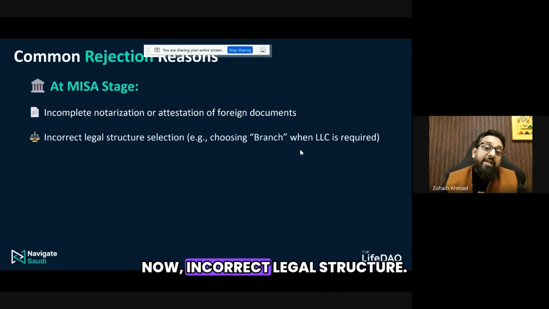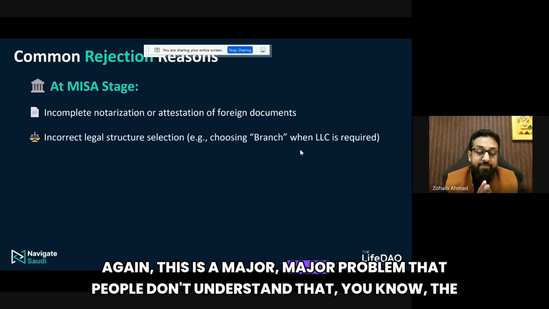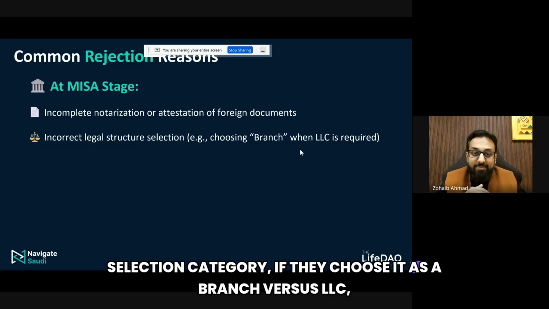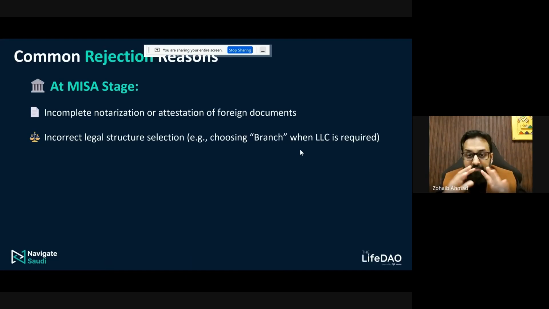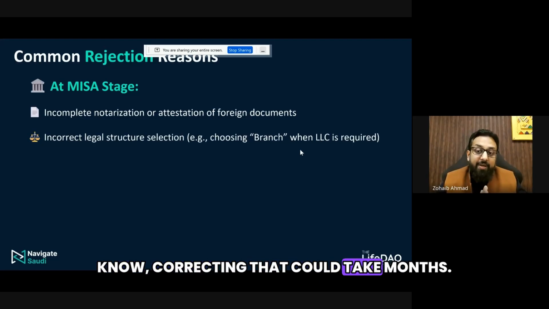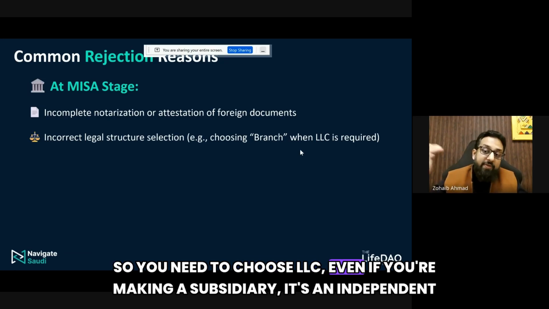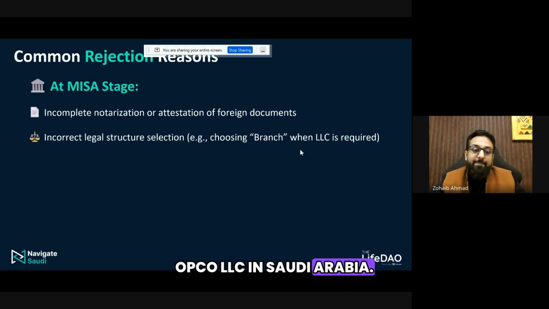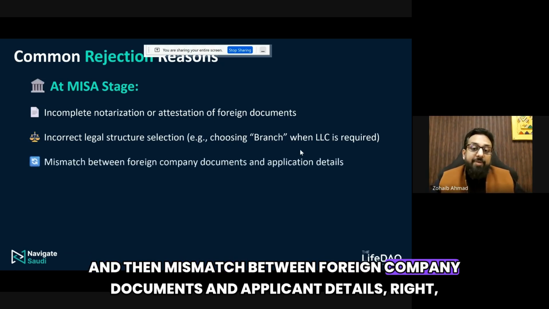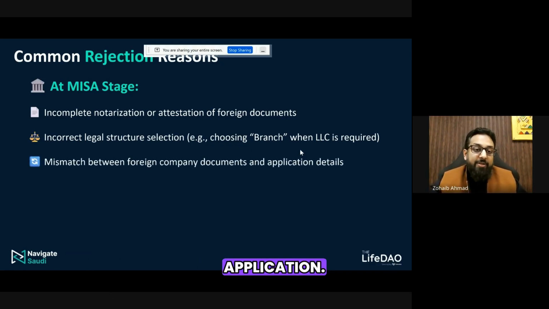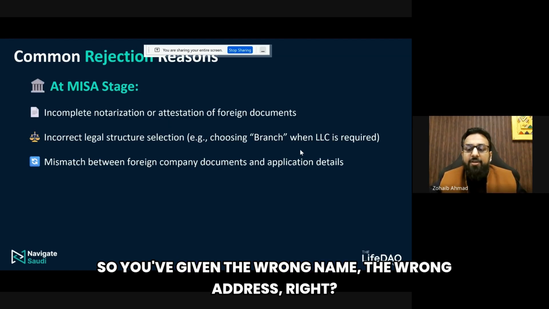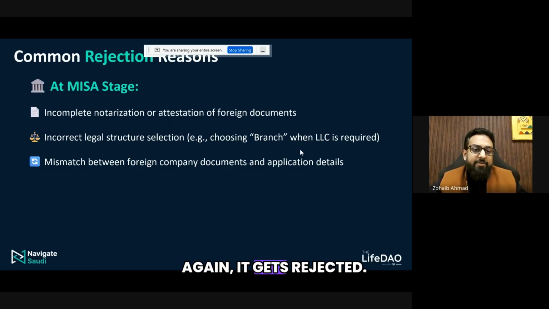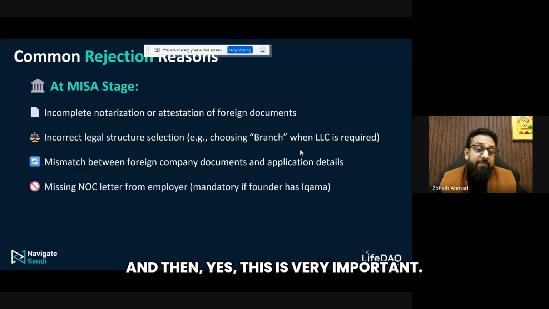Now, incorrect legal structure. Again, this is a major problem that people don't understand. If they choose the selection category as a branch versus LLC, correcting that could take months. So you need to choose LLC even if you're making a subsidiary, it's an independent OPCO LLC in Saudi Arabia. And then mismatch between foreign company documents and applicant details, right? In the application, you've given the wrong name, the wrong address, right? Again, it gets rejected.